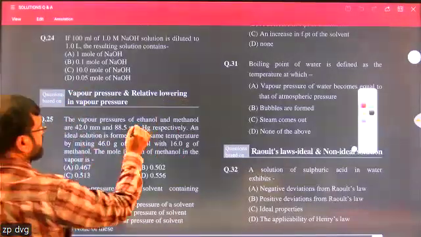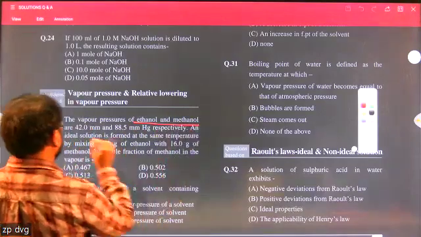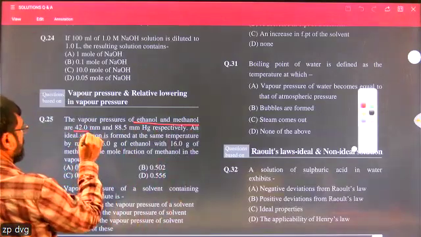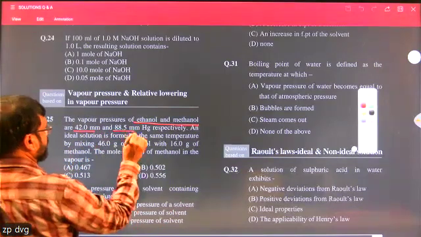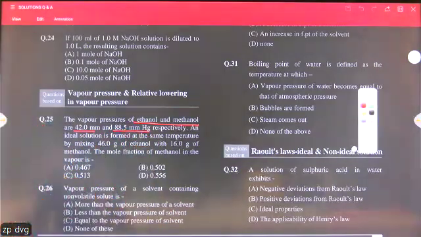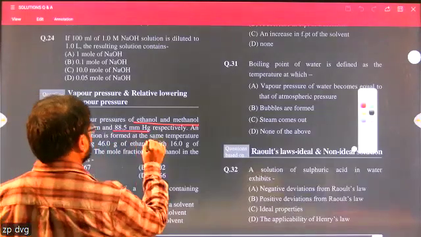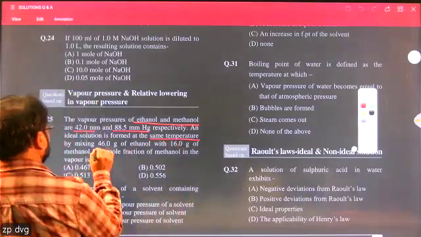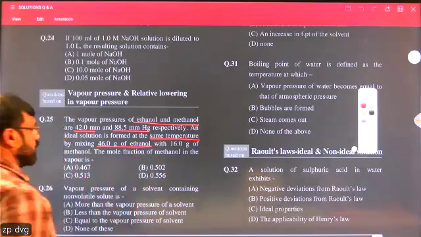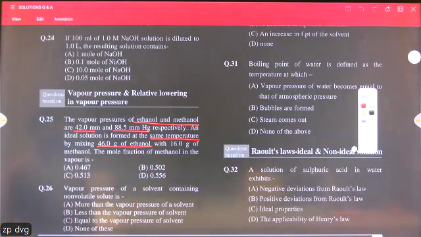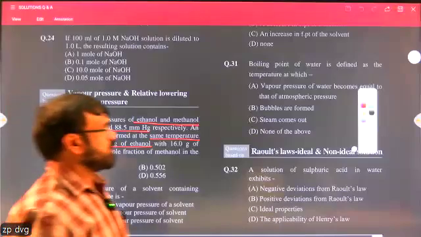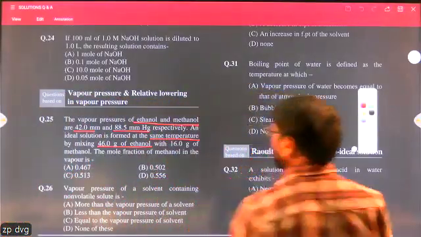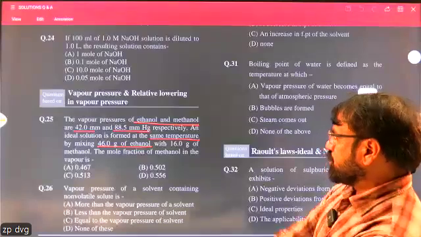The vapor pressures of ethanol and methanol are 42 and 88.5 mm of Hg respectively. An ideal solution is formed at the same temperature by mixing 46 grams of ethanol with 16 grams of methanol. The mole fraction of methanol in the vapor phase is, that is the question.